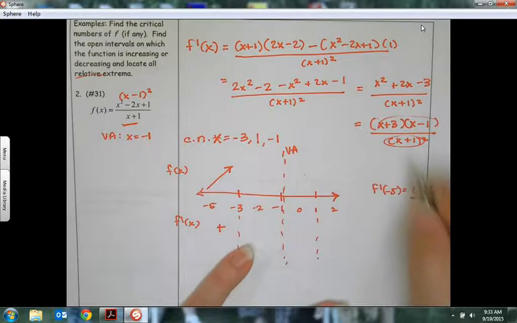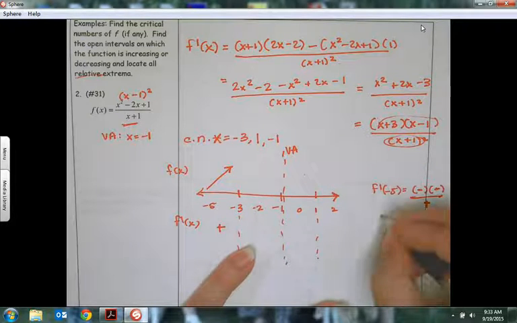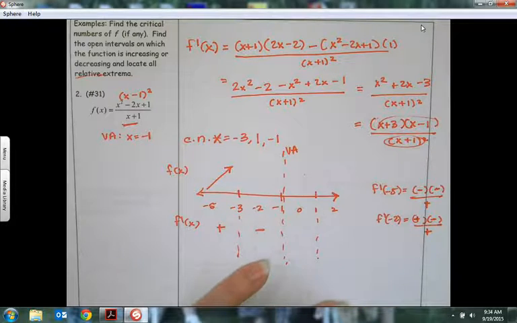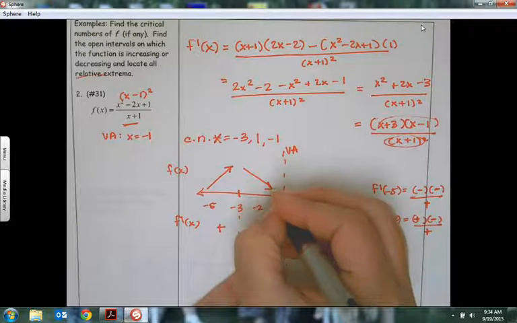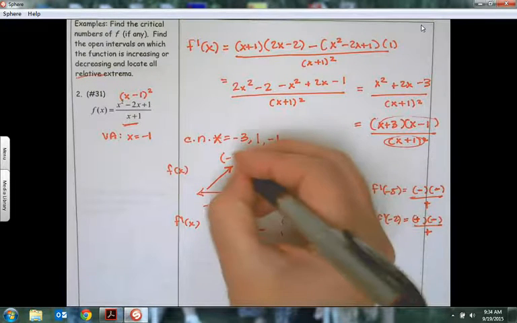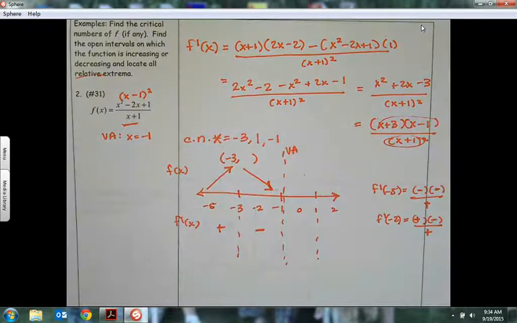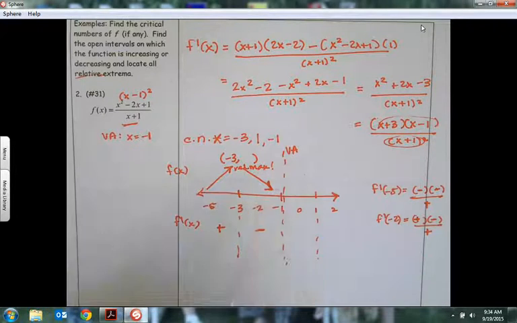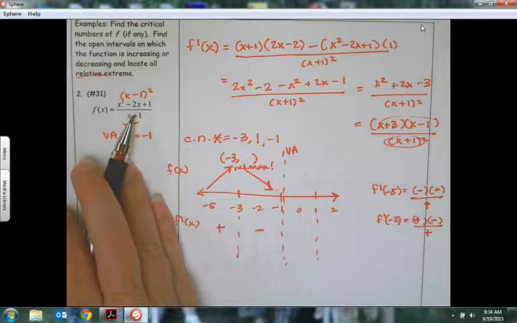Let's try -2. Plugging it in, positive times a negative, and again that denominator is always positive, it's squared, which is a negative. So f of x now is decreasing. Oh, what did we just find? We just found at -3 some value, I'm going to have a relative max. And we can go plug in the value. But let's go ahead and finish up this part.